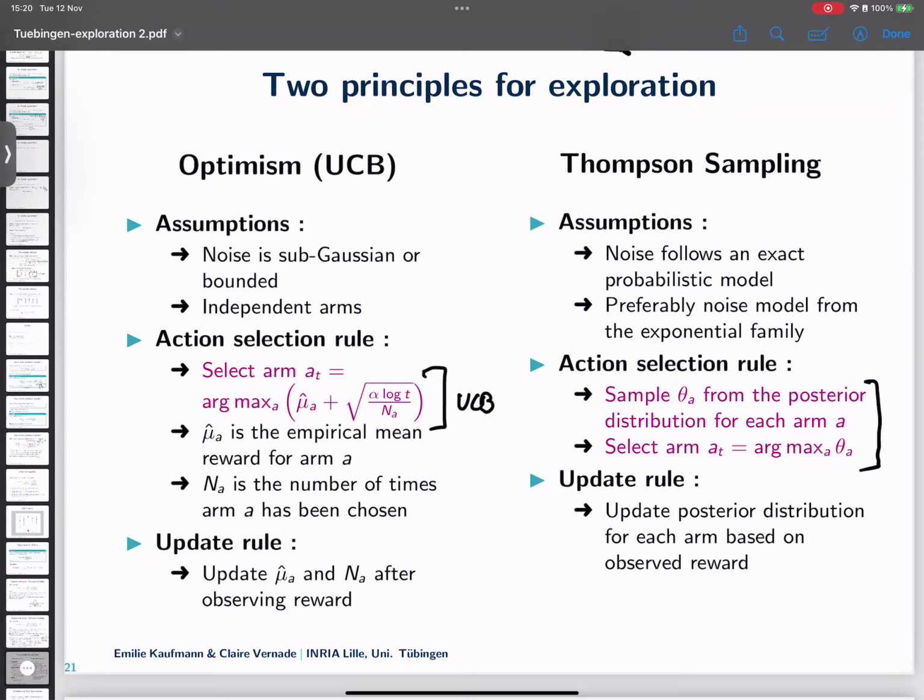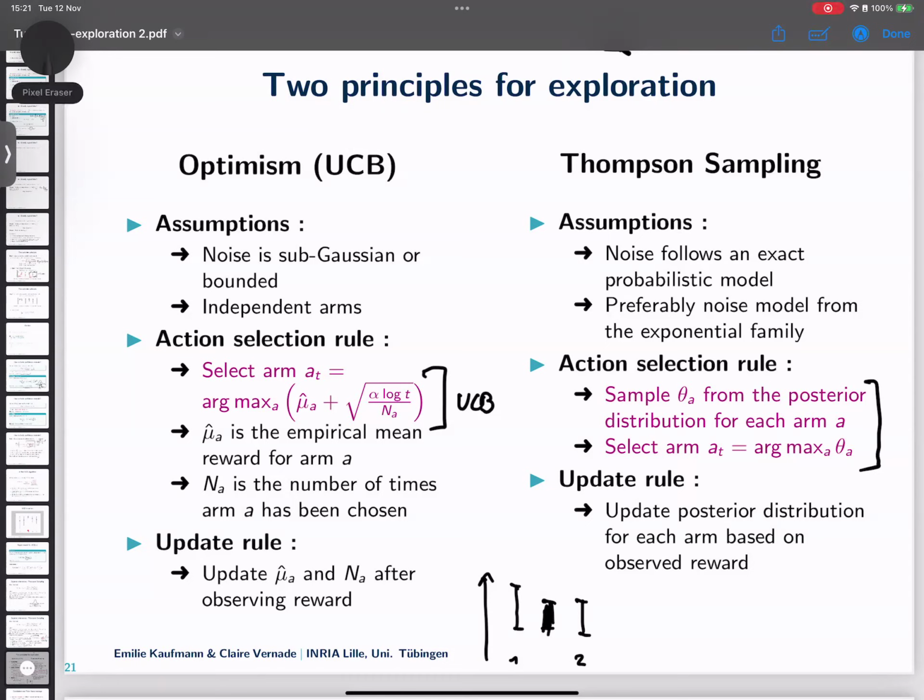In that case, you may be interested to make sure that the confidence intervals, if you have arm one here and arm two here, you have the confidence interval here. If they overlap like this, it's not so clear which arm is the best. There is a large interval in which it's possible that arm two is better than arm one. Just following the UCBs will not give you the certainty that arm one is better than arm two.